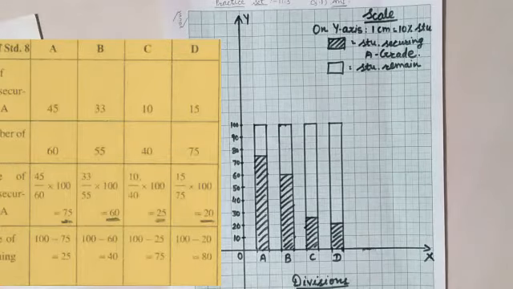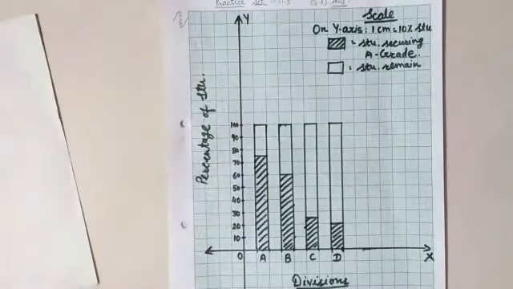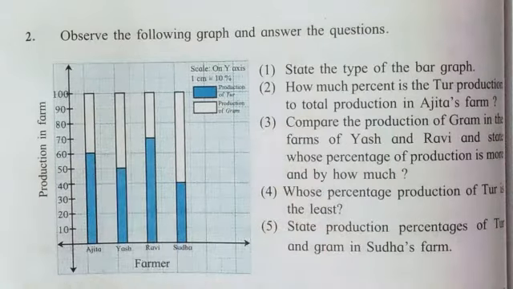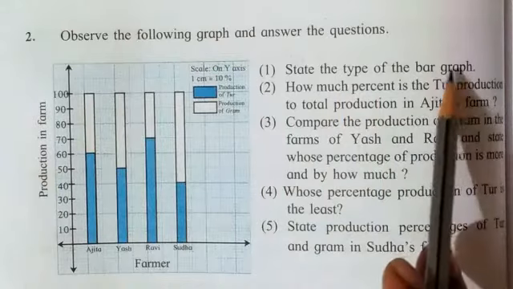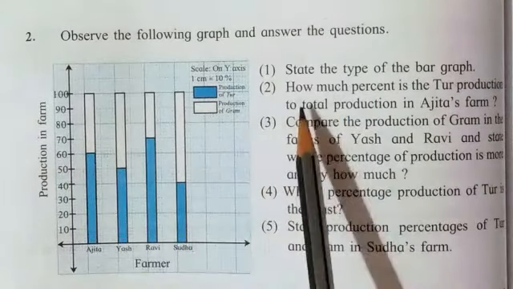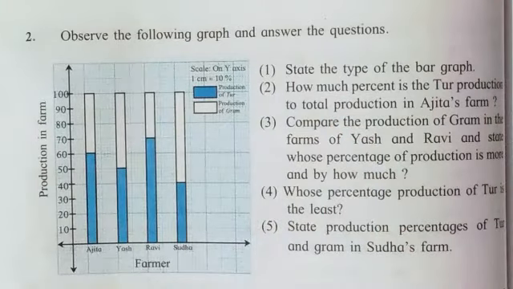Got it, students? In that way, if you want, you can take a screenshot and solve this graph on your graph paper. Now let's see question number 2, that is, observe the following graph and answer the following question. If you observe the graph, then you will definitely be able to answer. First question, state the type of the bar graph. Yes, it is a percentage bar graph. You can write it. Question number 2, how much percent is the tur production to total production in Ajita's farm?